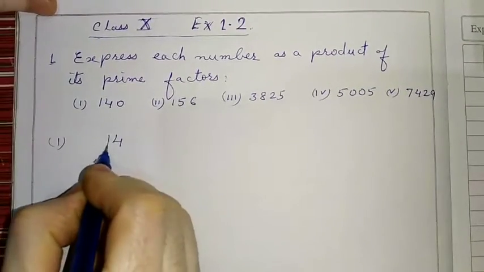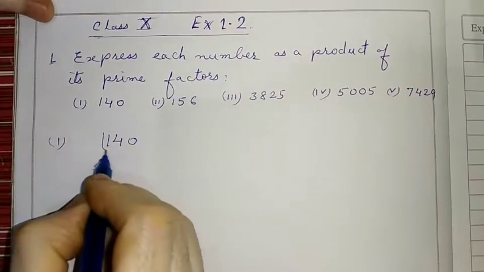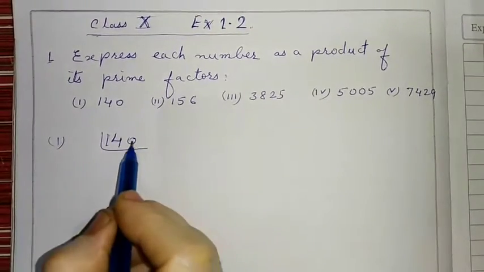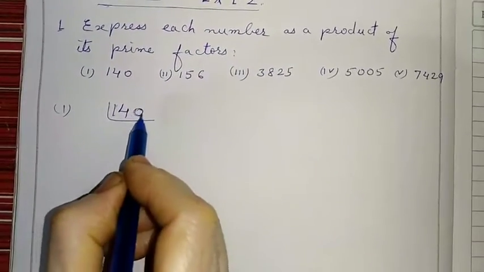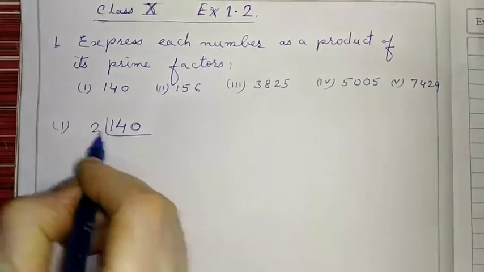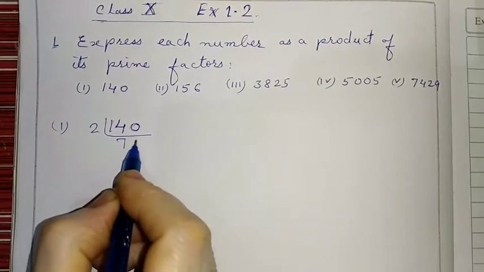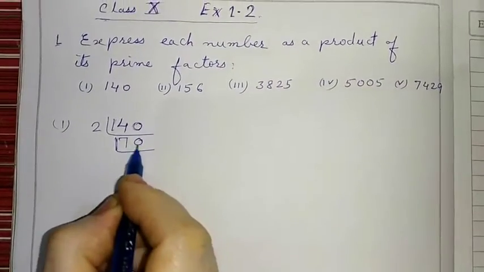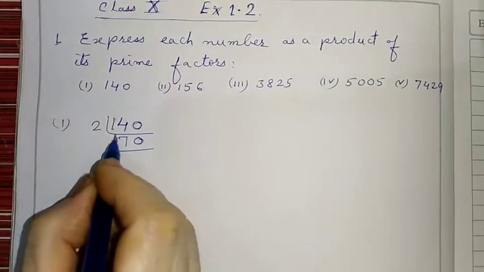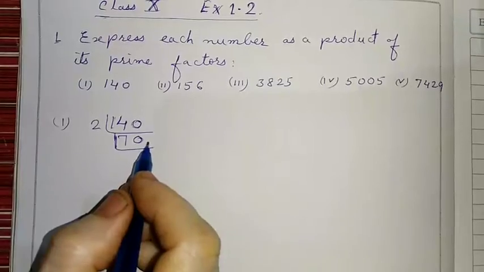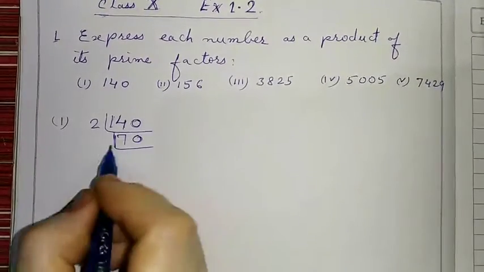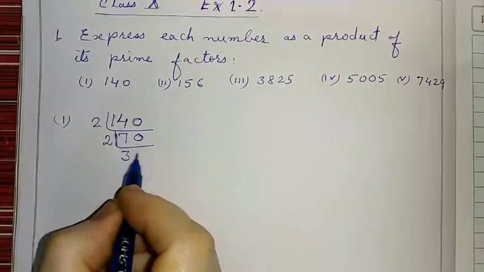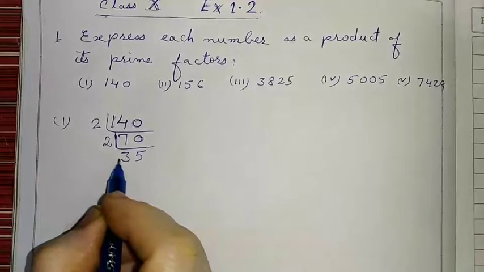Write 140 and divide it by 2, the smallest prime number. The smallest prime number is 2. This is divisible by 2. Divide it. 2 7s are 14 and 0. Again it's divisible by 2 because the one's digit is 0. If the one's digit is 0, 2, 4, 6, 8, then the number is divisible by 2. So divide it by 2. 2 3s are 6 and 2 5s are 10.